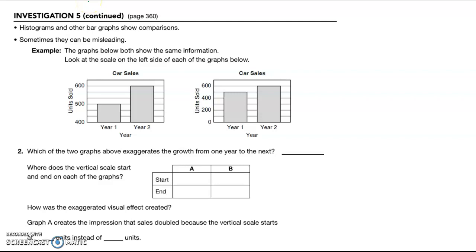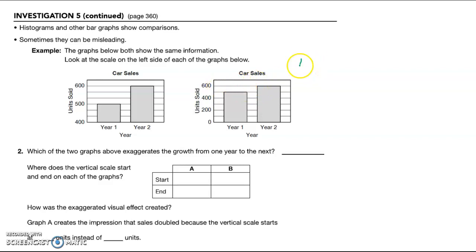Histograms and other bar graphs show comparisons, and sometimes they can be misleading. For example, the graphs below show the exact same information, but the scale on the side of the graphs makes it look very different. We have car sales. Year 1, 500 units were sold, and year 2, 600 units were sold. Here it looks like a huge difference because it starts at 400 and ends at 600. Here, same numbers, 500 units sold, 600 units sold, but it goes from 0 to 600, so it doesn't look like quite a big difference.